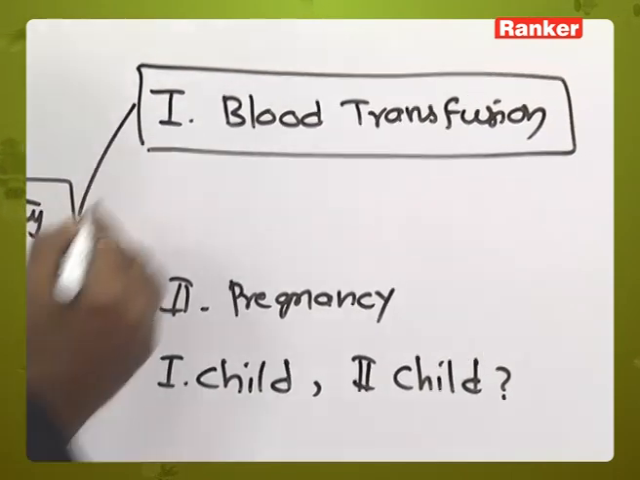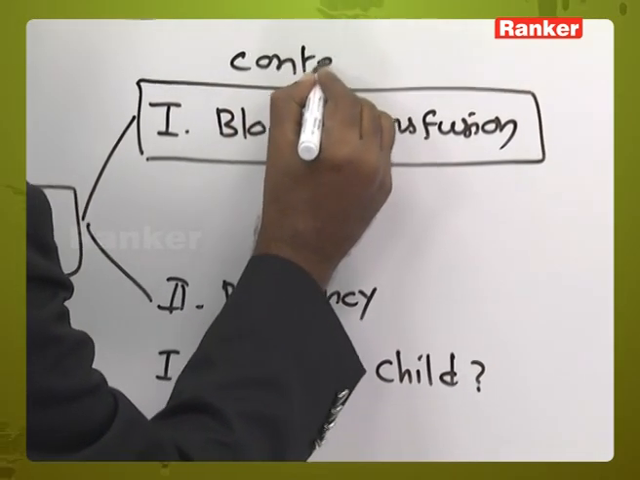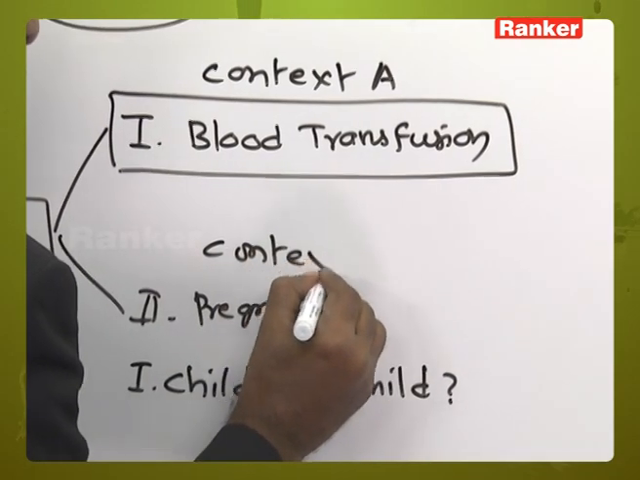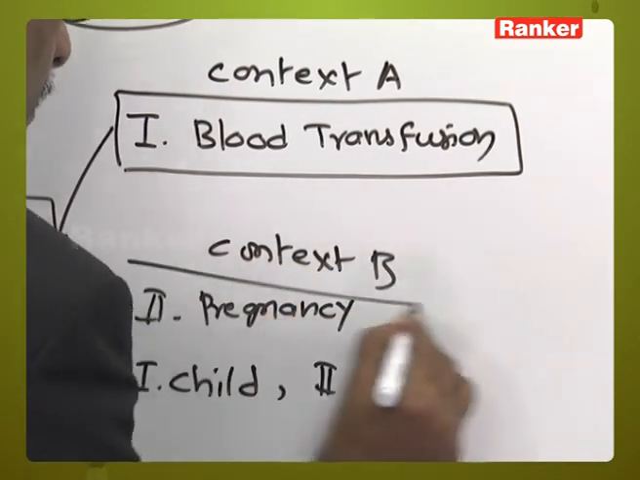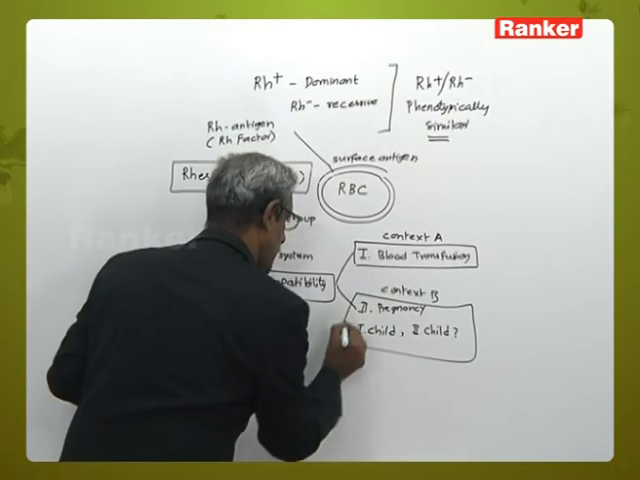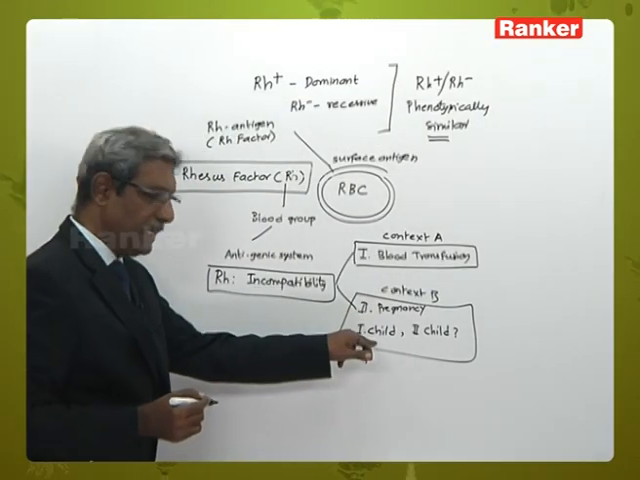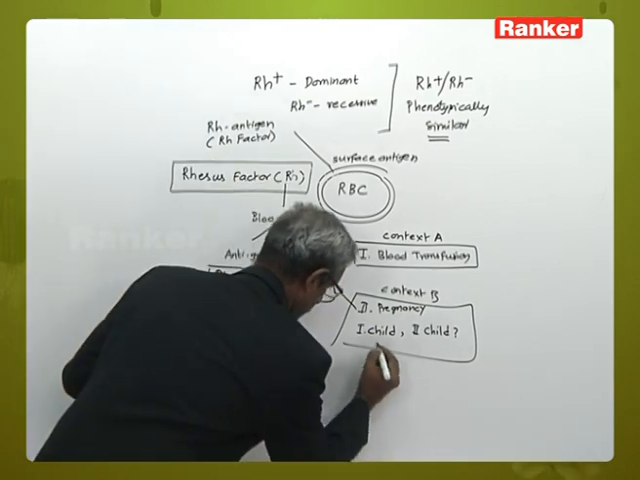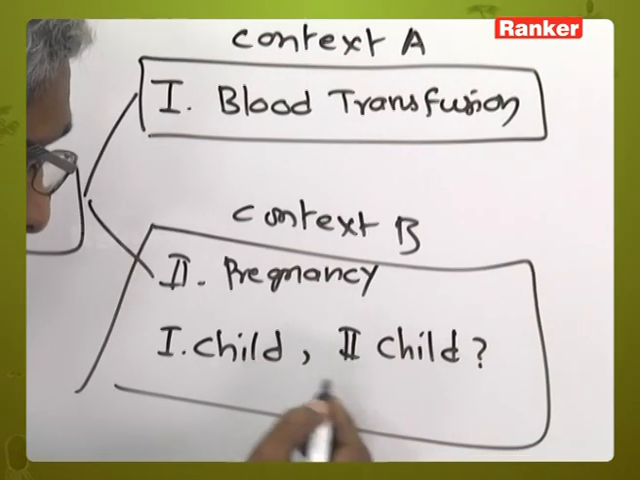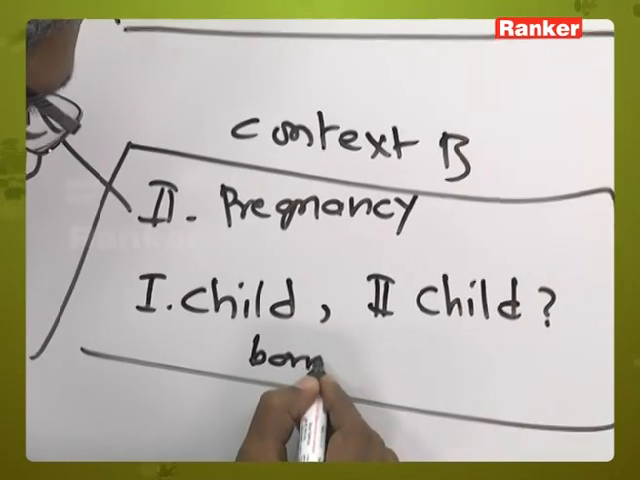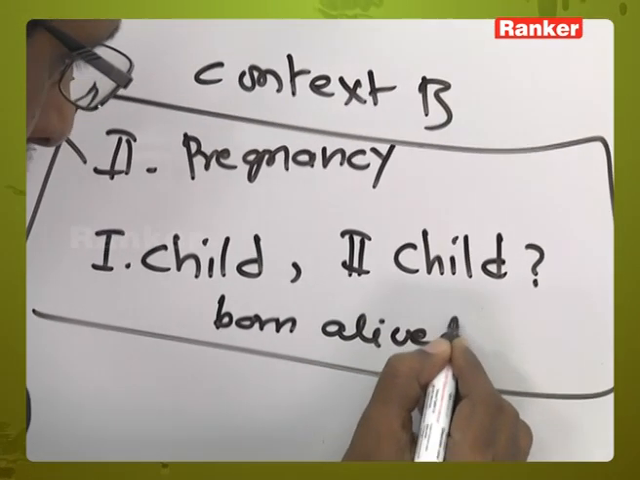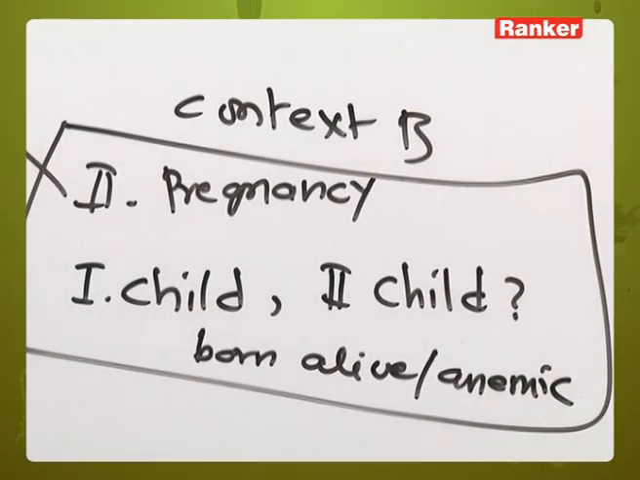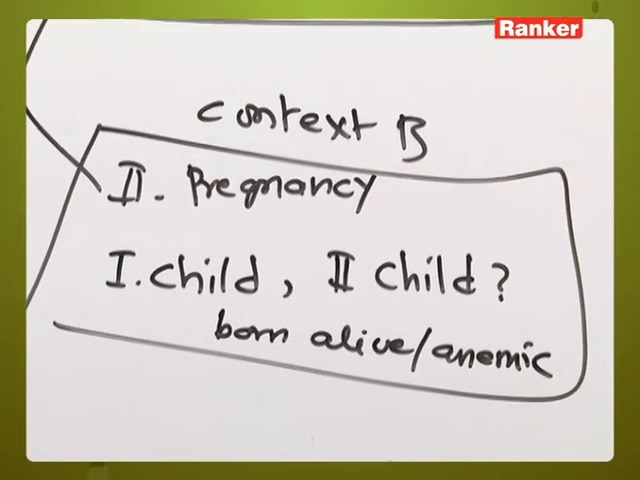Situation, context A, and next is context B, wherein we want to know exactly what happens to Rh during pregnancy and how Rh affects the child being born alive or with anemic conditions, either the first child or the second child.